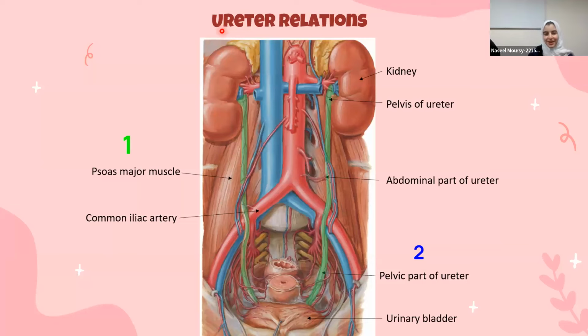Okay, so I tried to make this section as simple as possible, but we're going to go through the relations of the ureter. Basically, we're talking about the pathway of the ureter. We know it goes out from the hilum of the kidneys, and then it passes over the psoas major muscle. This is one of the main relations of the ureter. It passes anterior to the psoas major muscle, it kind of lies over it.